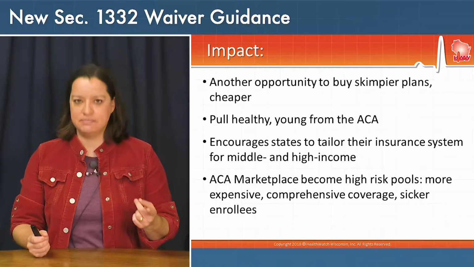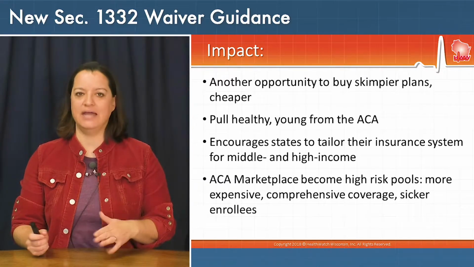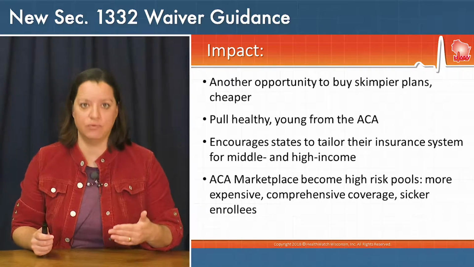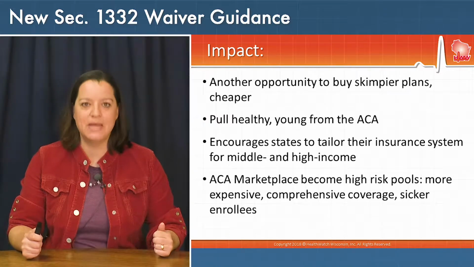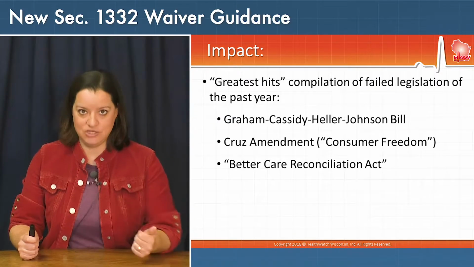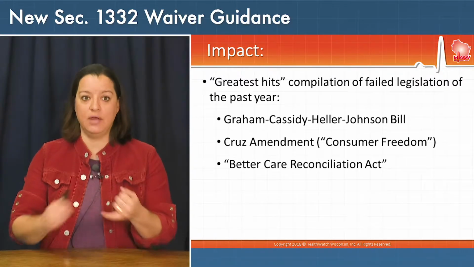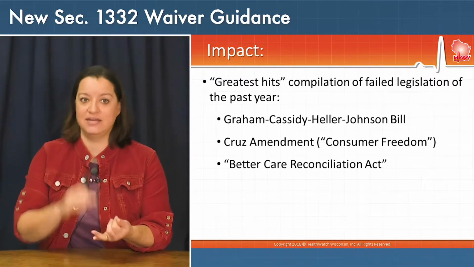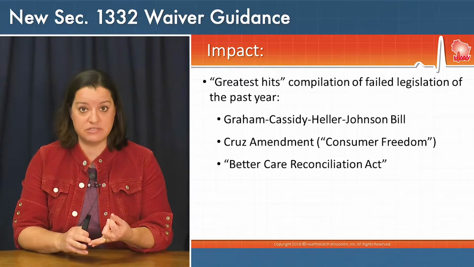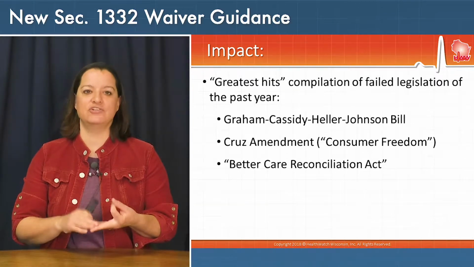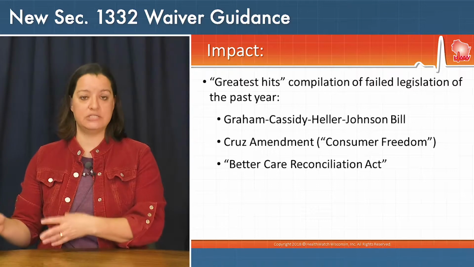If you're saying pieces of this sound familiar, you're right. As I was reading through sections of the guidance, I was seeing language that we had seen before, and I had to go back and piece together where that was coming from. It was coming from bills that had been introduced in the U.S. Senate and the U.S. Assembly that all failed. And we're talking about Graham-Cassidy, Heller-Johnson, the Cruz Amendment that prioritized consumer freedom over all other elements of the Affordable Care Act, and that piece of legislation called the Better Care Reconciliation Act, all attempts to repeal and replace the Affordable Care Act.